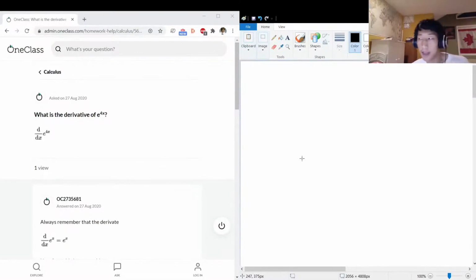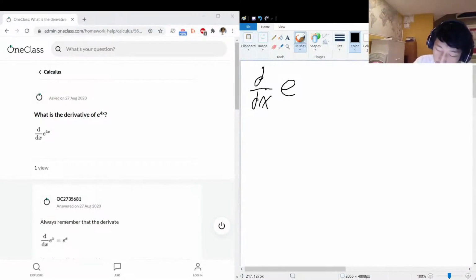Cool. The next question that we will handle today. What is the derivative of e to the power of 4x? The derivative d over dx of e to the power of 4x. What is this? Okay, that's what the question is. Now, let's rewind for a second, and this is an exponential function.